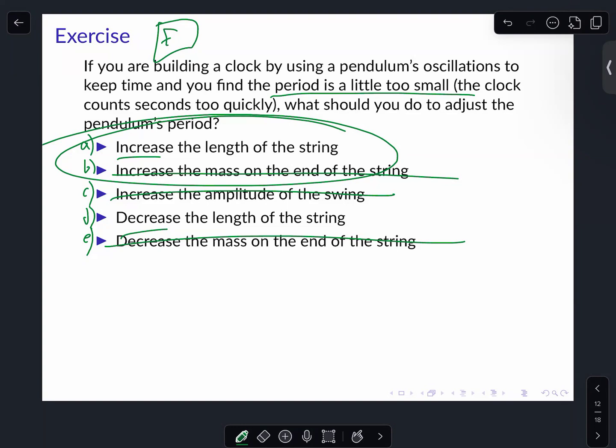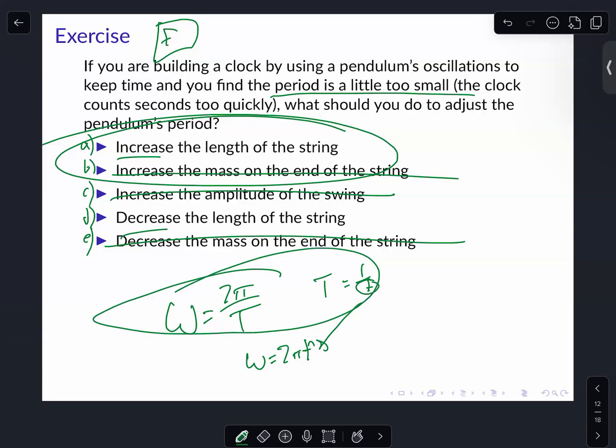The relationship between omega and period from last class: omega equals 2 pi over T. What I remember is T equals 1 over f, or 1 over T equals f. Omega equals 2 pi f. Omega equals 2 pi over T. Inverse.